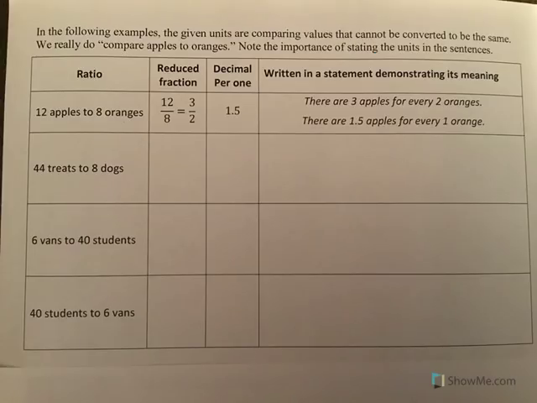And I believe this is the last page here. We've got another table, so let's do one together, and then I'll cut you loose on the other ones. So we see that we have 44 treats to 8 dogs. Well, treats and dogs, we can't do a conversion to make those the same. I mean, I guess you could turn dogs into treats, but I think that's frowned upon. So 44 comes first, so it goes on top, and we're going to reduce that. 44 and 8 are both reducible by 4. So this gives me 11 halves, which as a decimal is 5.5.